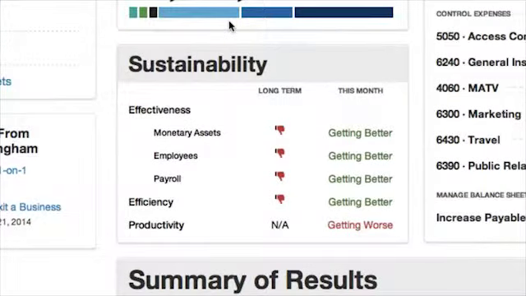Sustainability highlights the overall financial health of your business by calculating how effectively assets are being converted into revenue, how efficiently revenue is being converted into profits, and how productively profits are being converted into cash flow. CFO Scoreboard analyzes this trend on a long-term and a short-term basis.